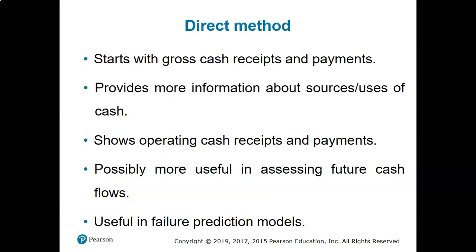This is simply restating the things. So start with gross cash receipts and payments, which provide more information about sources or uses of cash, from where we receive cash and the areas where we spend money. And it shows the operating cash receipts and payments, right? Operating means the day-to-day activities, the areas where we receive and where we spend money.